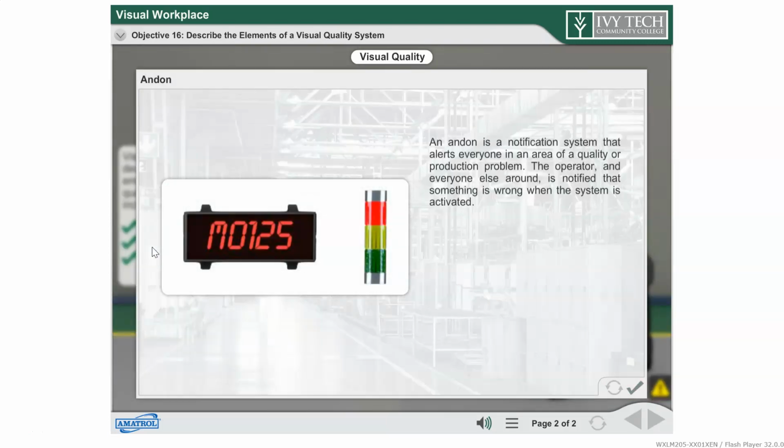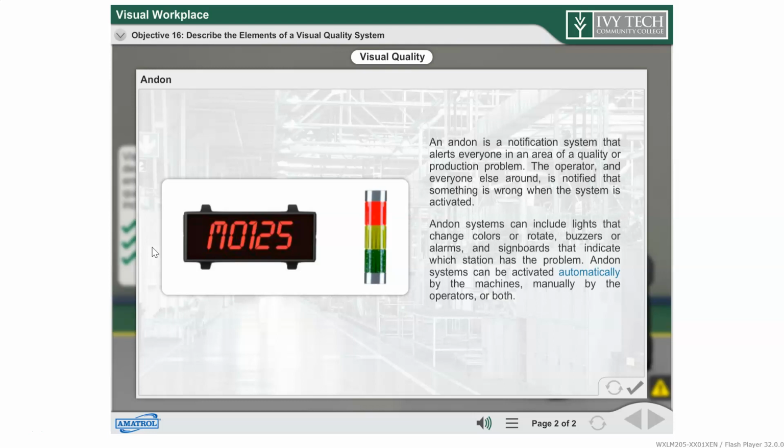An andon is a notification system that alerts everyone in an area of a quality or production problem. The operator and everyone else around is notified that something is wrong when the system is activated. Andon systems can include lights that change colors or rotate, buzzers or alarms, and signboards that indicate which station has the problem. Andon systems can be activated automatically by the machines, manually by the operators, or both.